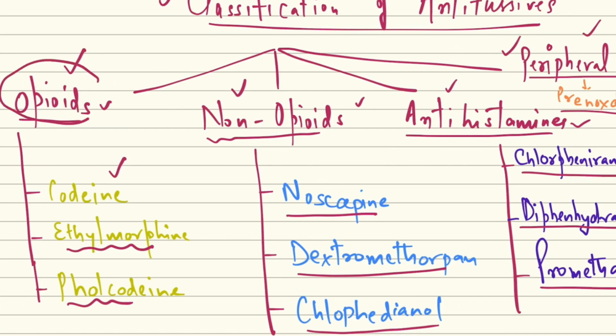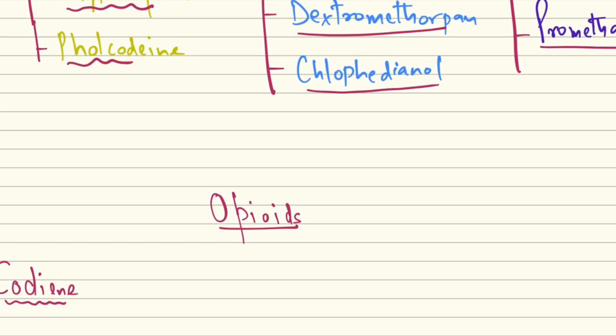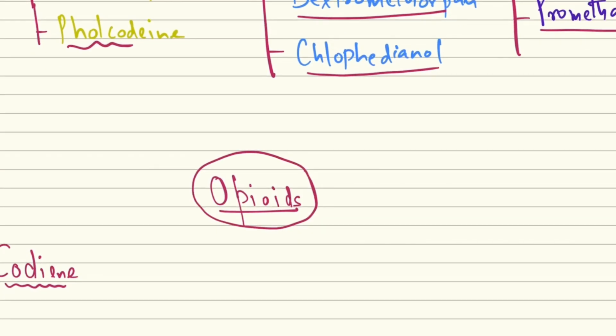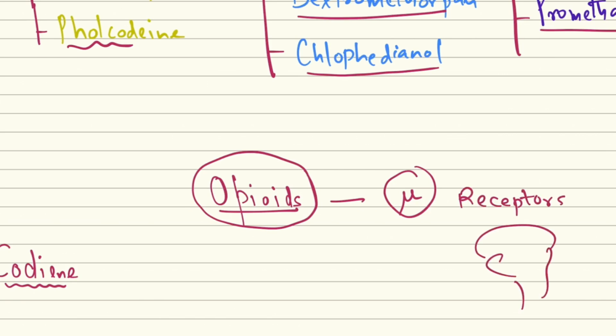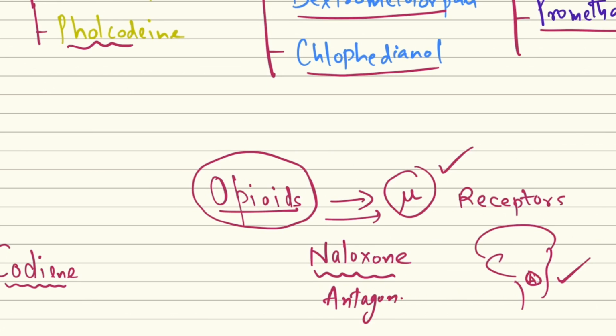So first let's talk about the opioid group of drugs. These opioid antitussives act on the mu receptors present in the cough center in the medulla oblongata, in the brain and central nervous system. As we know, mu receptors are blocked by another drug known as naloxone. So naloxone is the antagonist for this group of drugs; it blocks the mu receptors in the central nervous system.